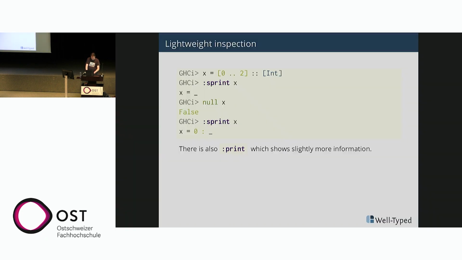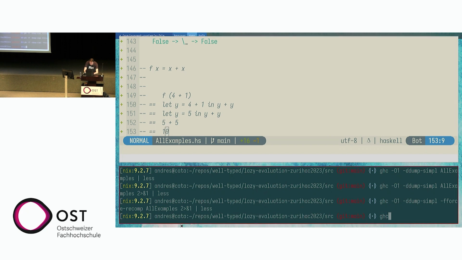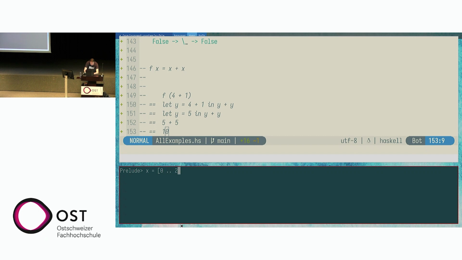Okay, let's go back here. We did lightweight measurement, but there is also something in GHCi which is a little bit instructive. I don't use it too often, but for educational purposes it's quite nice. You can print a value in GHCi without forcing additional evaluation. There is sprint, and there is a print command as well. Let's do a GHCi session. x equals 0 to 2 of type list of integer. Let's do sprint of x.